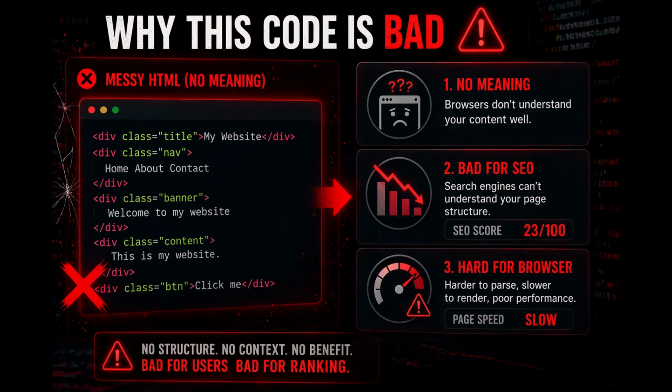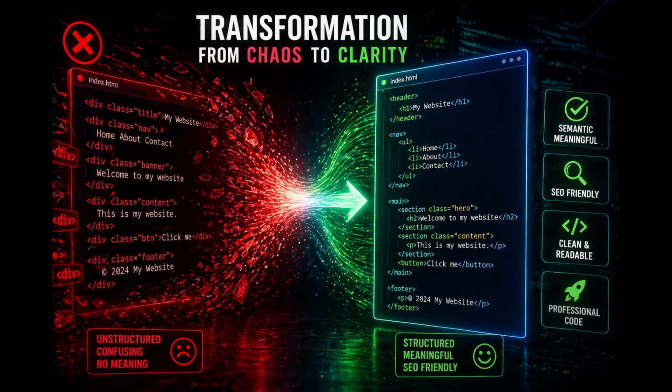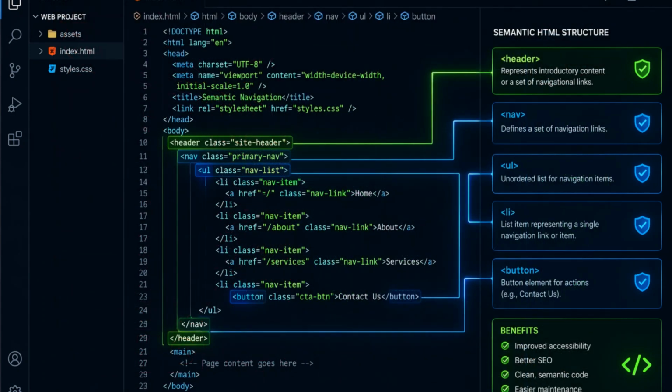Now, how do we do this? How do we transform from chaos to clarity? How do we graduate from bad unstructured code to well-structured, meaningful and descriptive code? If you take a look at this screen, this is well-structured code. It starts with the type declaration. It starts with the HTML tag, followed by different sections with different tags.